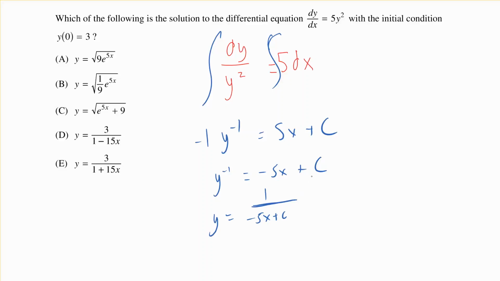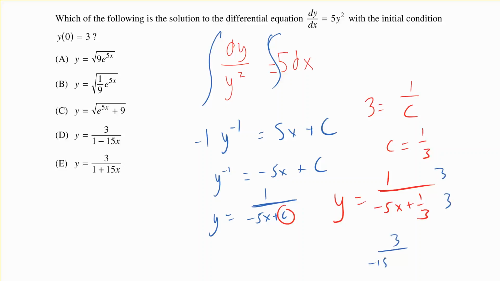Now let's try it. Put the initial condition in. 3 equals 1 over, nah, I don't think it's going to be any easier. So it looks like C is going to be 1/3. If C is 1/3, I see y equals 1 over negative 5x plus 1/3. Totally acceptable on a calculus test, but we've got to figure out where that is in here. I think back to pre-calc. If I multiply this by 3 and 3, I get 3 over negative 15x plus 1, which is the same as 3 over 1 minus 15x. There we go.